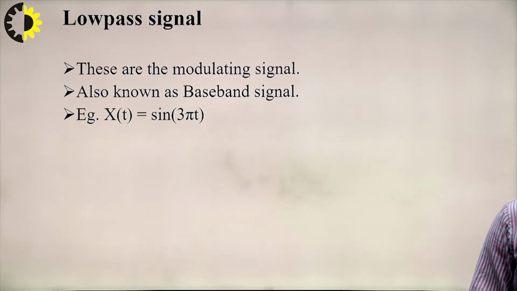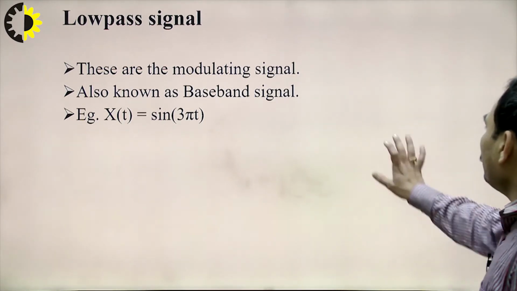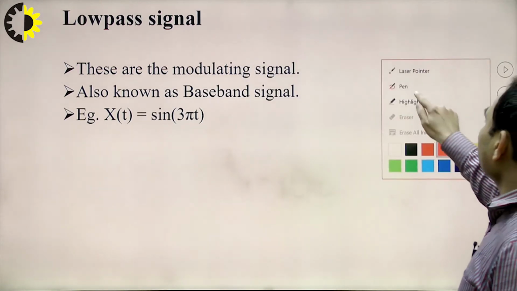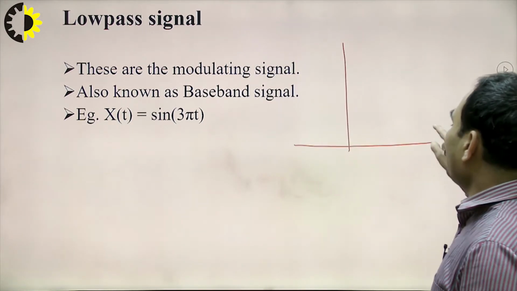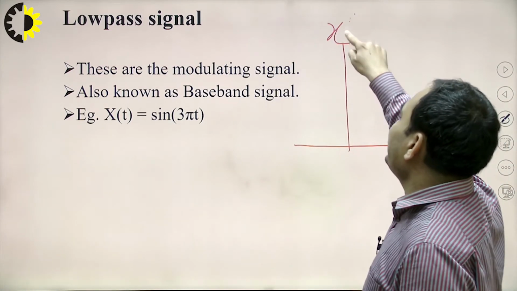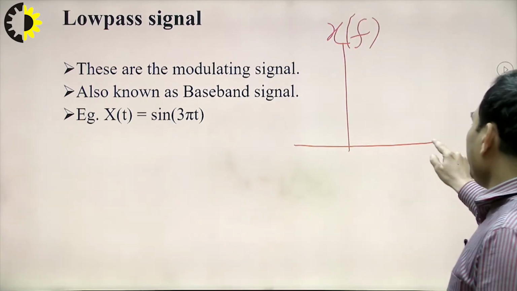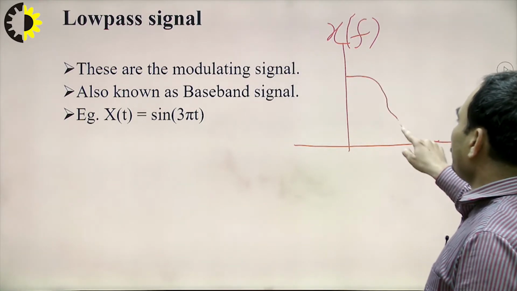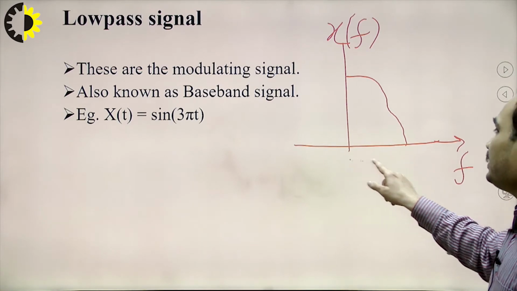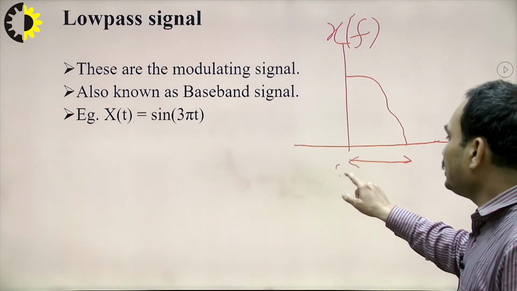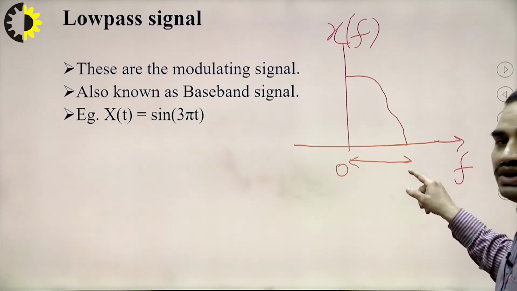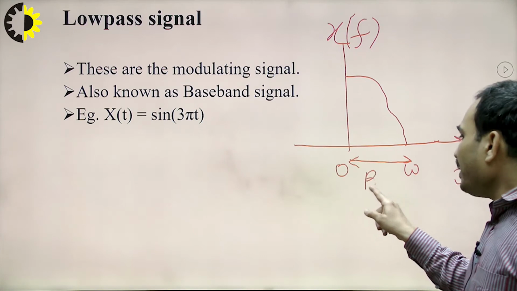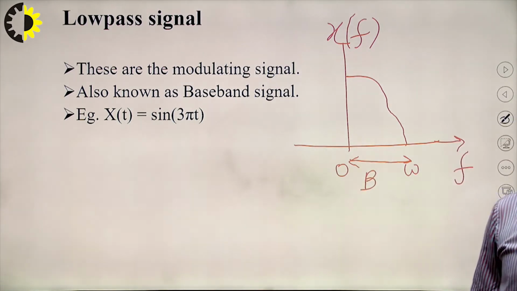If you draw the spectrum of a low pass signal, how will it look? The spectrum of the low pass signal is given by, if we are plotting the frequency domain, that is f, then the low pass signal can be represented in this form, where the bandwidth is from 0 to w, and this is nothing but the bandwidth of the low pass signal.